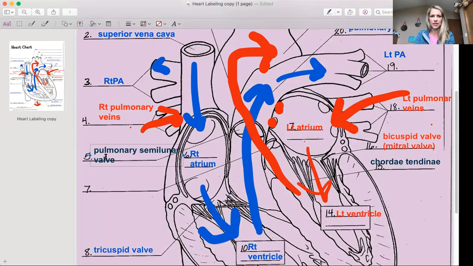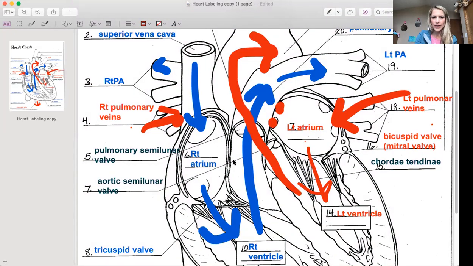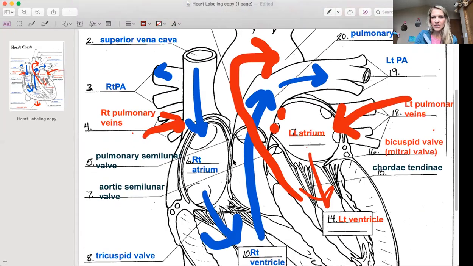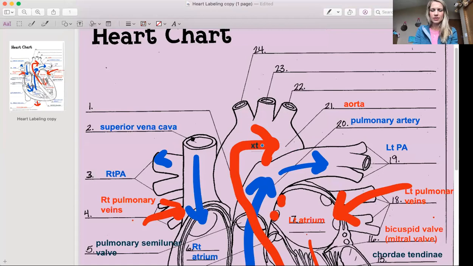and this one is going to be in the aorta. So this is going to be the aortic semilunar valve right here. Okay. All right. This one right here, I think this is like aortic arch, and number 1 and number 21 are aortic arch and aorta.